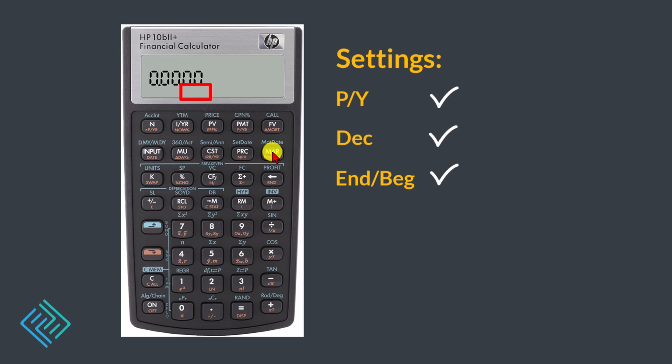To switch between algebraic and chain modes, blue shift, then ALG/chain. The mode that flashes last is the one that you will be in until you make a switch. Finally, to clear all registers including memory, TVM, and DCF functions, press orange shift and clear all.